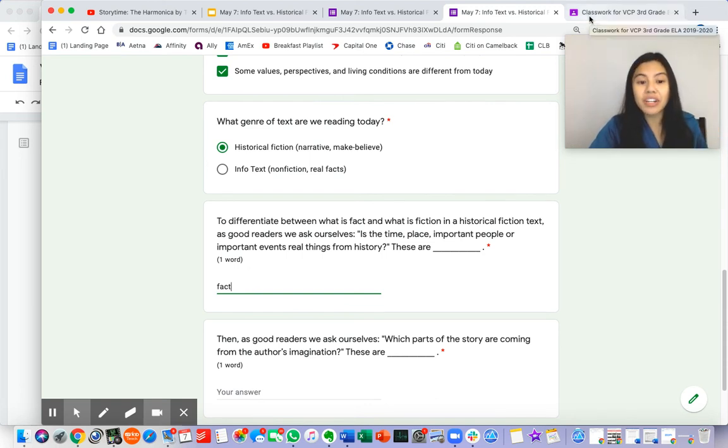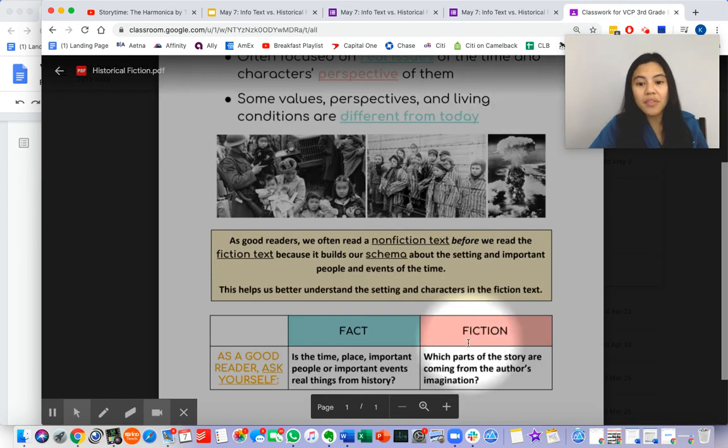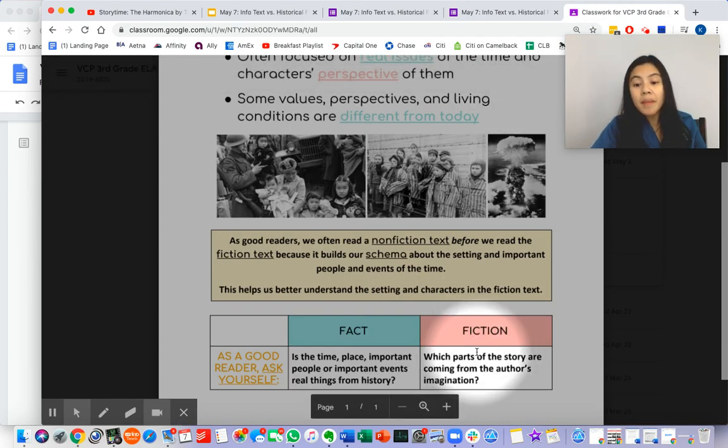These are facts. They did happen in real life. Then, as a good reader, I need to ask myself, which parts of the story are coming from the author's imagination? In The Bracelet, Emmy and her family were not real characters. They were made up and come from the author's imagination. So even though they were experiencing the Japanese internment camps, and those experiences were the same experiences that real people had, their experiences are not real.